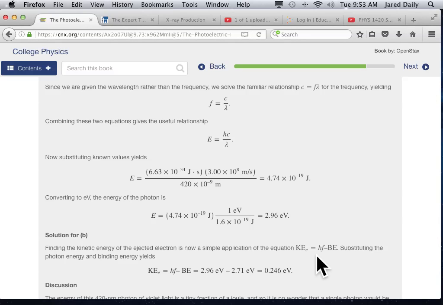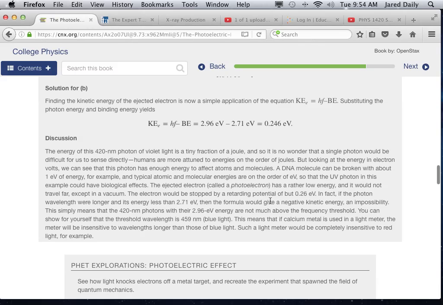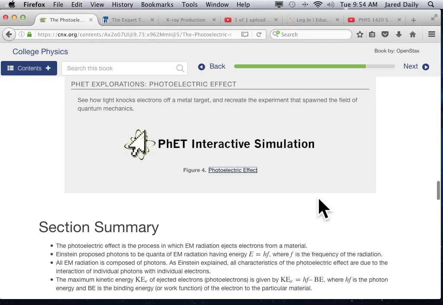And then you compare that with the kinetic energy by plugging in that amount of energy and subtracting off the binding energy. So 2.96 electron volts minus 2.71 electron volts, and you get the kinetic energy, which is essentially the leftover energy between the amount of energy of the light you put in and the amount of energy that was required to kick out that electron. And the leftover is the kinetic energy of that electron. Now that's not a very big amount of energy, it seems like. However, for an electron, it's a fair amount. Electrons don't need much to get them moving.